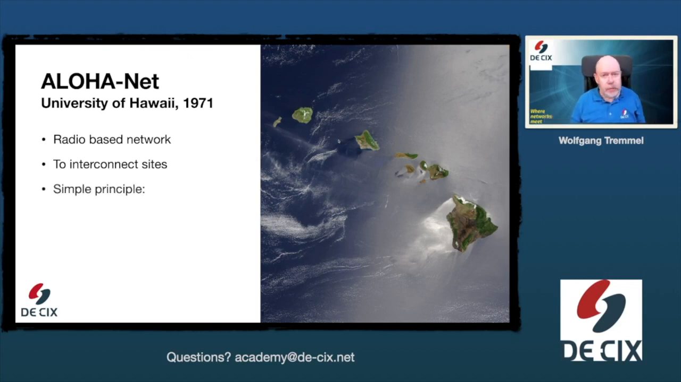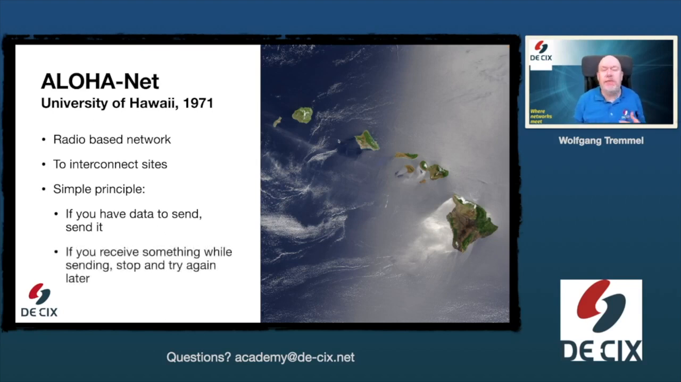This network had one very simple principle. So if you have data to send, just send it. And if you receive something while sending, stop and try again. So this was the simple principle of the AlohaNet of the University of Hawaii.